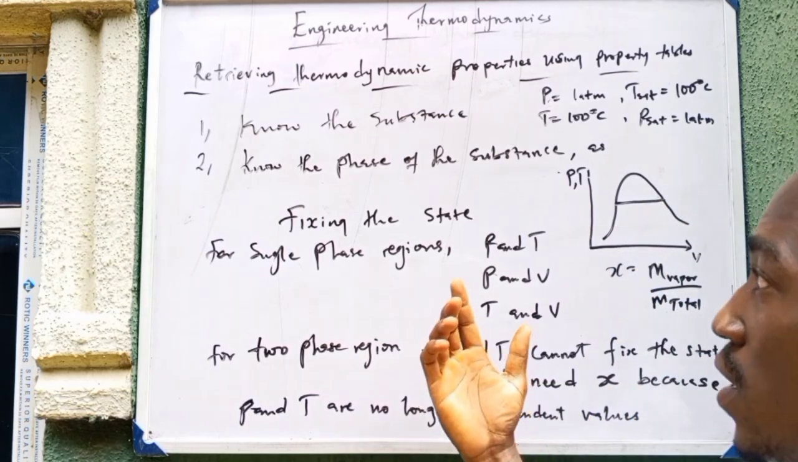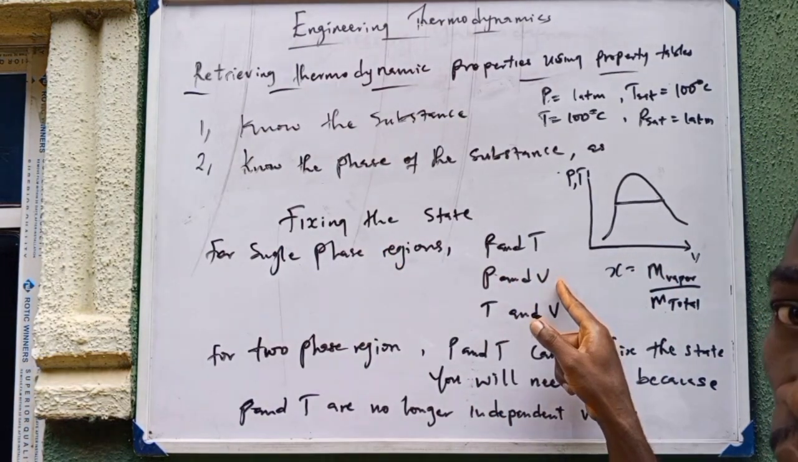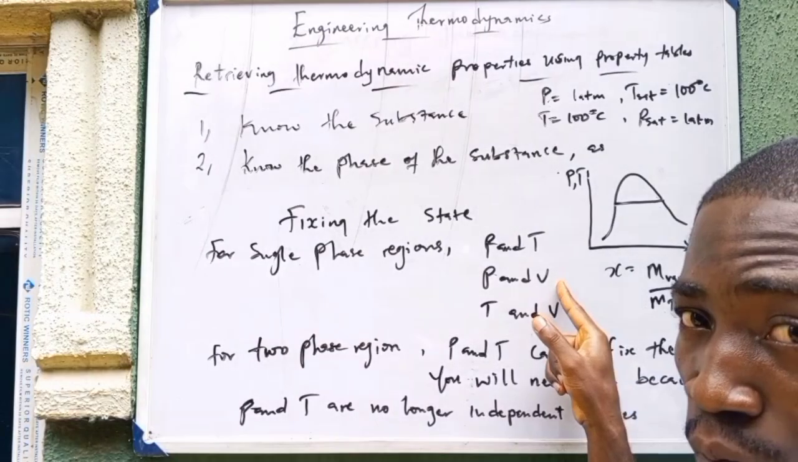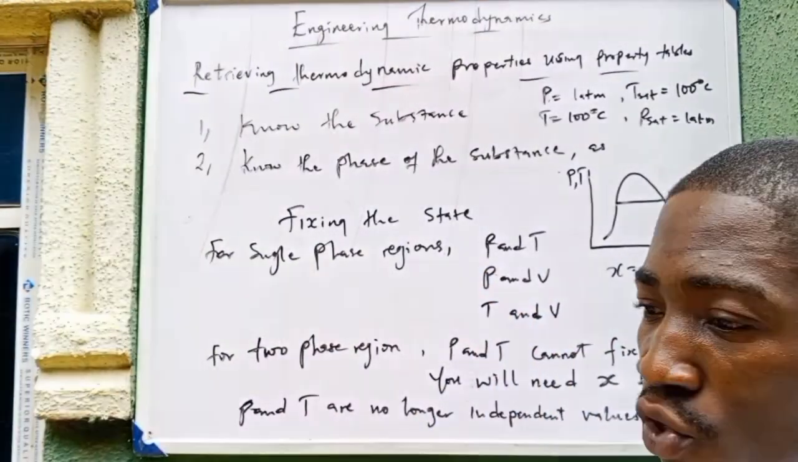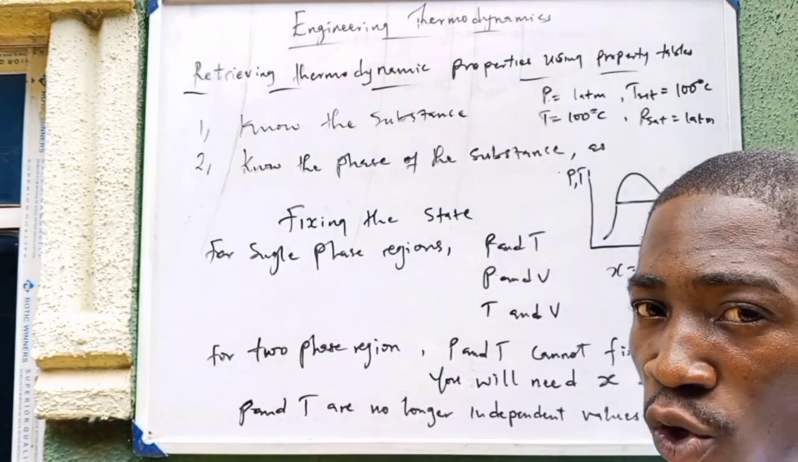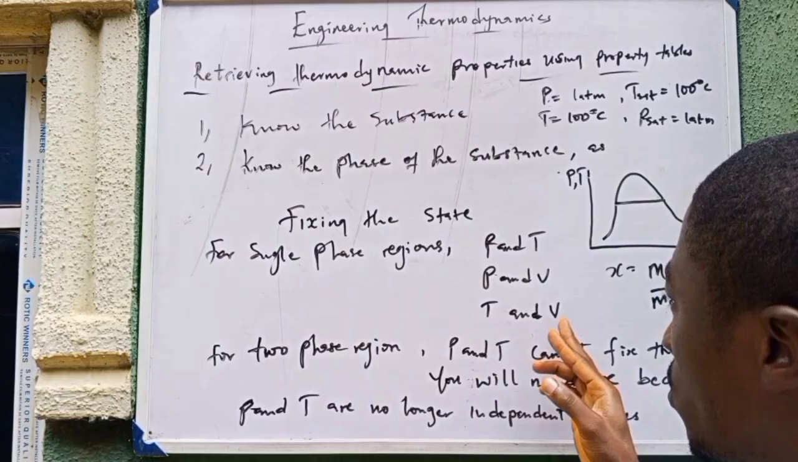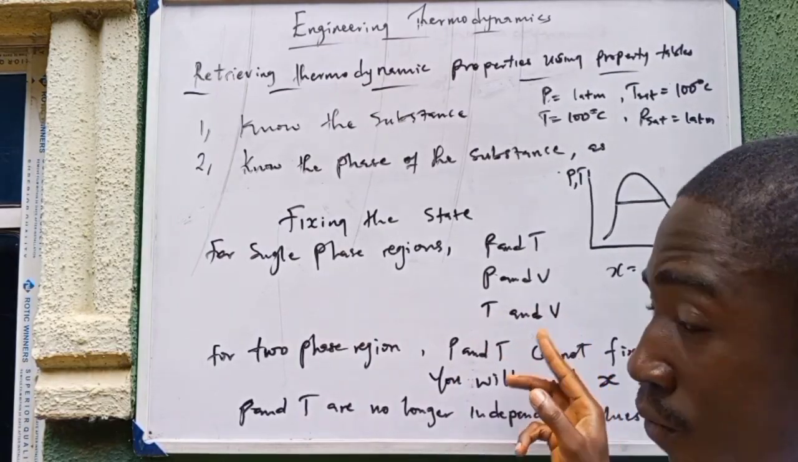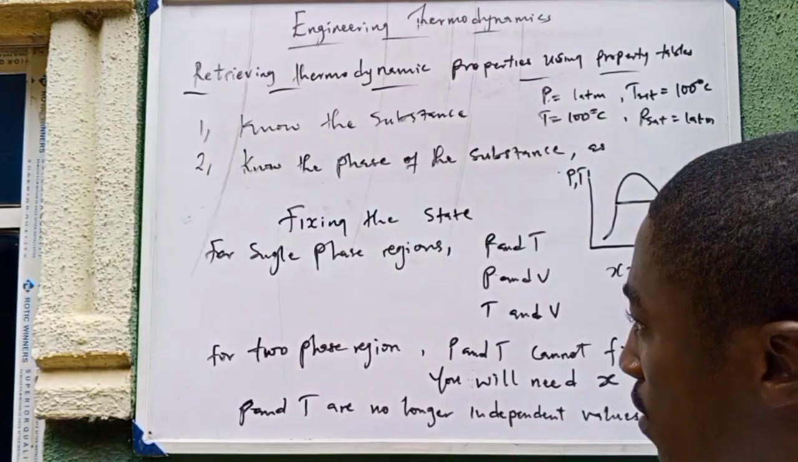You can as well fix the state using pressure and specific volume. So if you are given the specific volume, and you know the pressure, you can fix the state. Where pressure and specific volume intersect, that becomes your state. The same thing applies to this: with temperature and specific volume, you can also fix the state of the system.